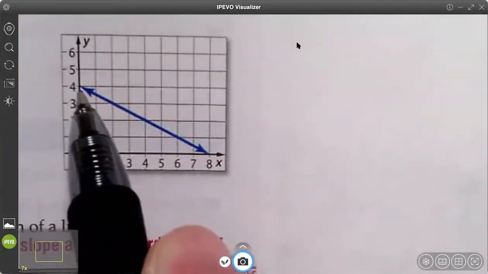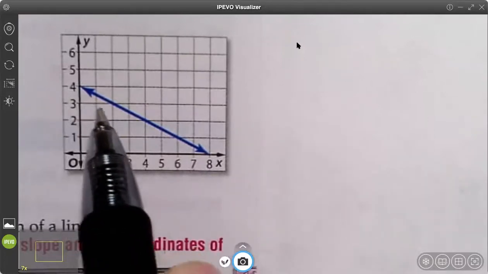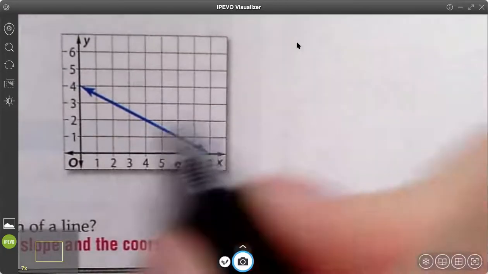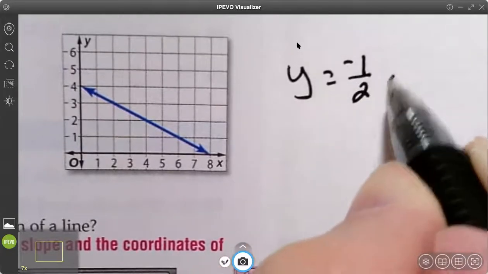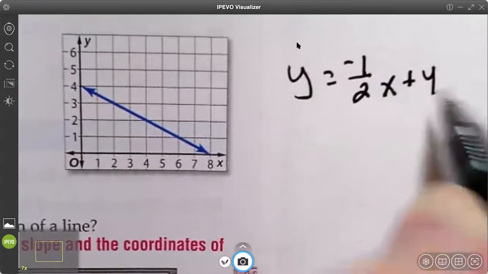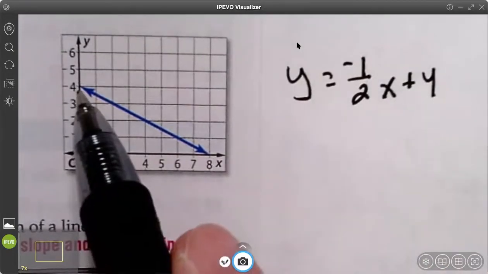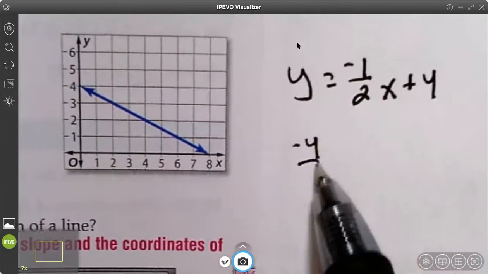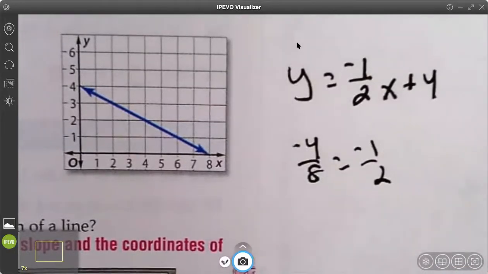My y-intercept is 4. My x-intercept is 8, but I don't need to know that. It goes through the grid here, and here, and here, and here. Every time you rise -1 and run 2, it goes through the grid, and then your y-intercept is +4. Some people might have counted from this 4 to this 8. Well, if you rise -4, run 8, that simplifies to negative 1/2, and that would have been fine.